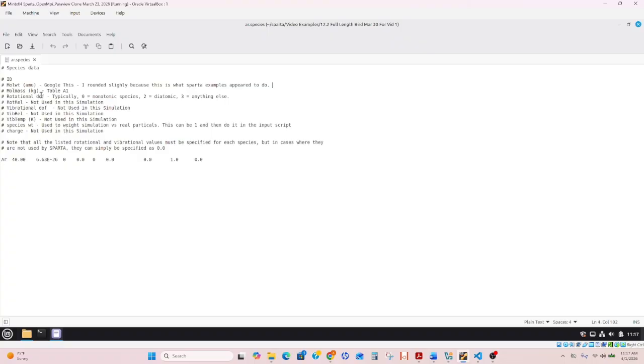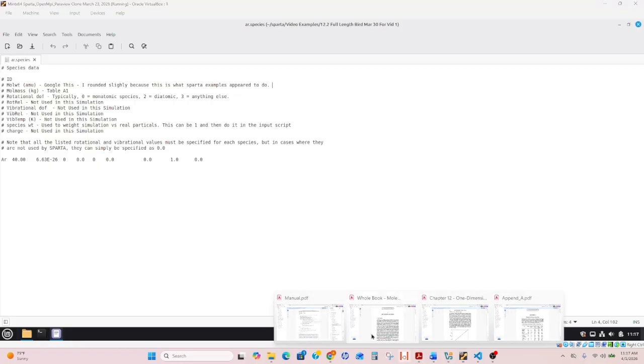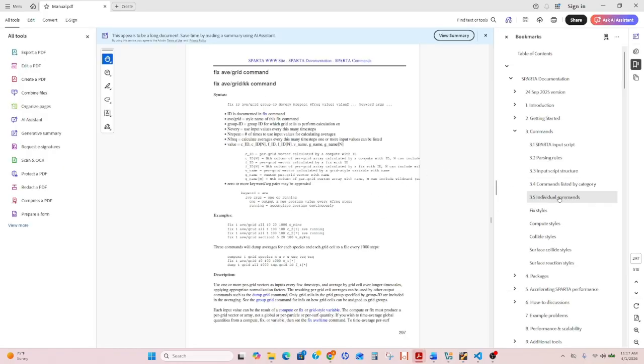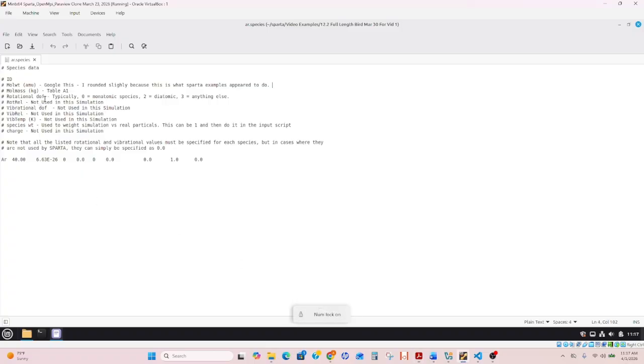The rotational degrees of freedom for this is 0. I found that it's written in the Sparta manual, which I can show you right here. You can look, and it's 518 pages. It's very in depth. Everything you need to know is in there. It can be a challenge to dig through it and be patient with it. We'll open it up and look at a couple of things in there in a minute. It describes that for monatomic it's 0, for diatomic it's 2, anything else is 3.